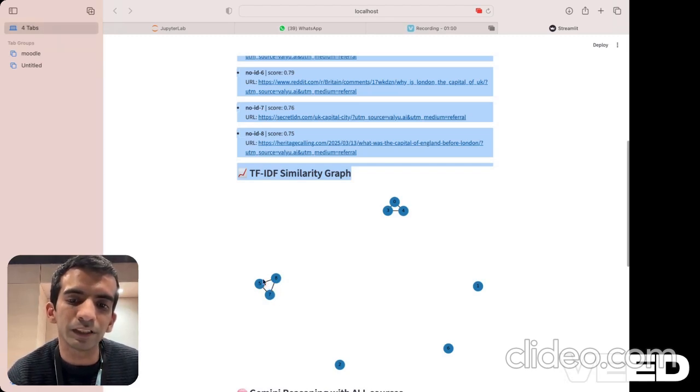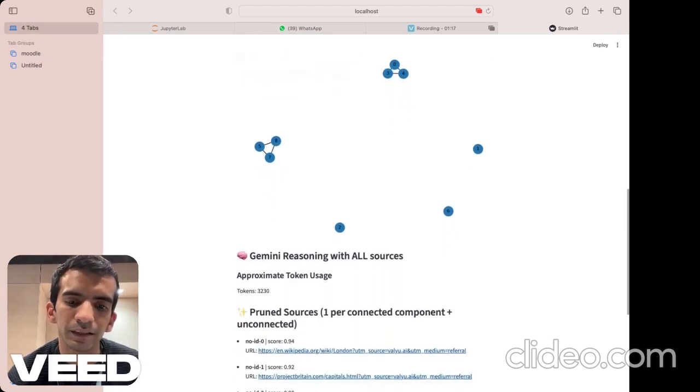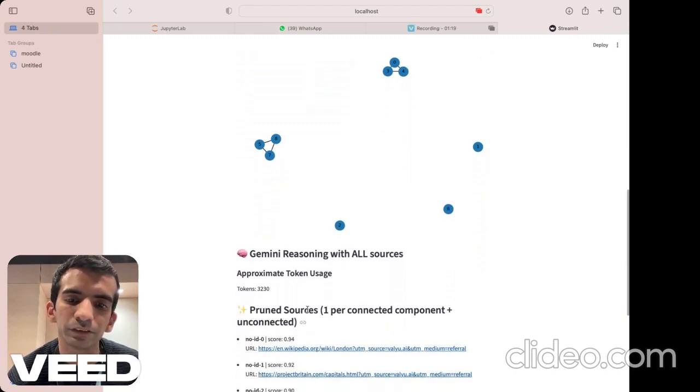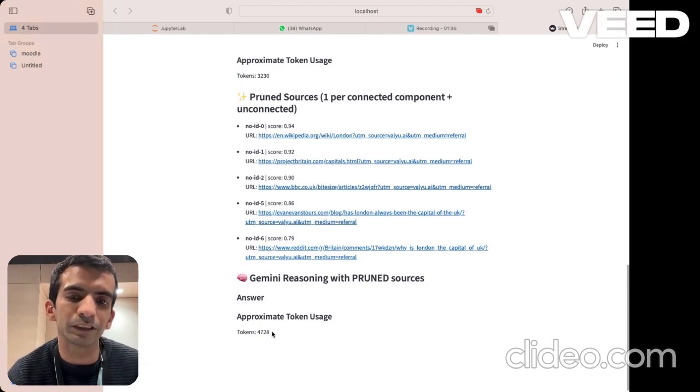What we can then do is just pick one source at random from this cluster, and use that to answer the question, feed that to the LLM. And below we see that when we use all of the sources, the token usage is approximately 4,000 tokens. And when we go ahead and prune the sources so that we remove redundant information, the token usage goes down to 3,000 tokens. So essentially, we are not losing any information, we are just removing the redundant sources.